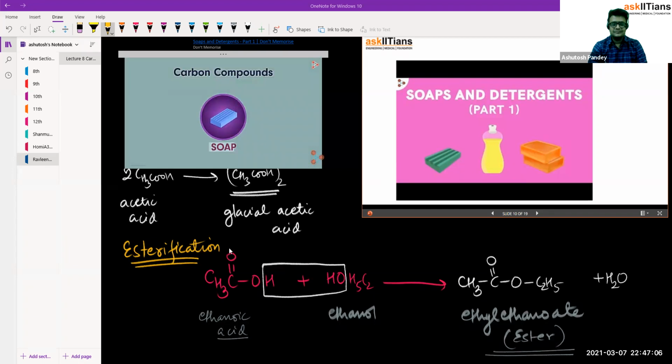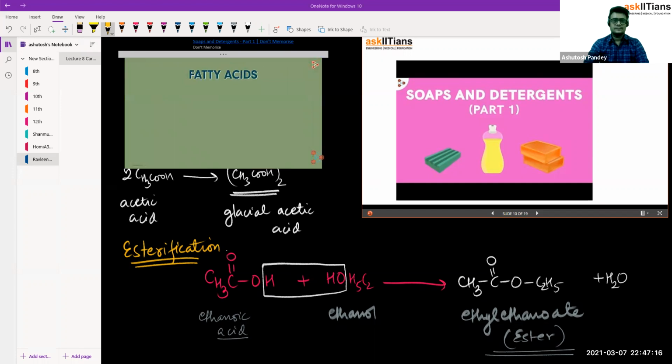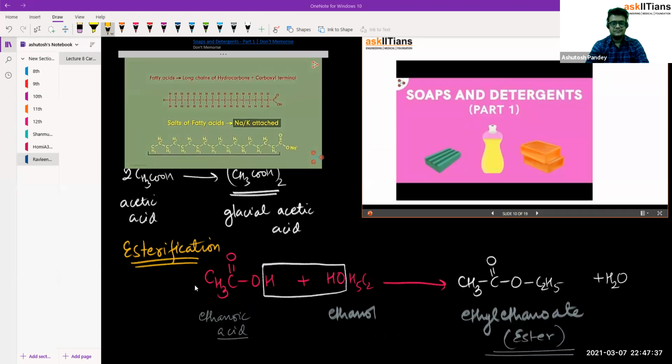Wait, what? Are soaps carbon compounds? Yes, they are. Soaps are chemically the salts of fatty acids. Let's understand this. Fatty acids are extremely long chains of hydrocarbons with a carboxylic acid attached at one terminal. Now, since soaps are salts of fatty acids, they have sodium or potassium attached to the chain. So can you guess the structure? Let me help you with that. A long chain of hydrocarbons which can be saturated or unsaturated, and the chain will have a carboxyl terminal and sodium or potassium attached to it.